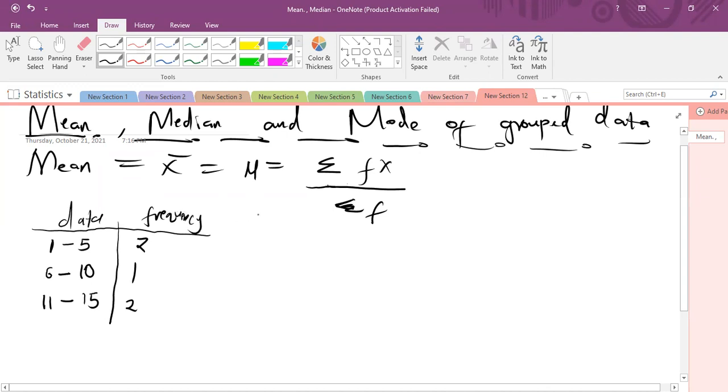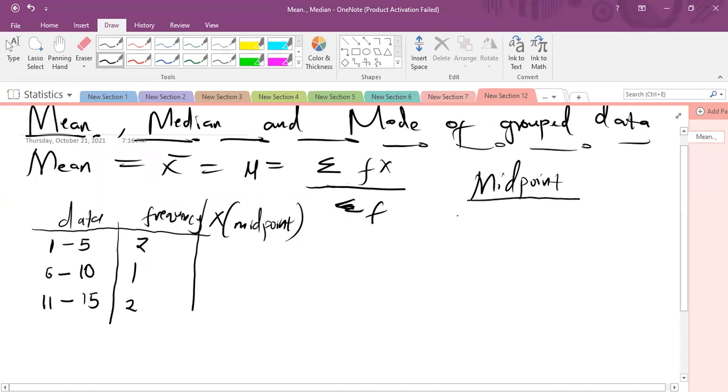So in order for you to get the mean, you obviously require the value of your x. Now this data is grouped, so in order for you to get x, you need the midpoint. Now, how do you get the midpoint of a particular data? I'll write it here. The midpoint of the data is given by lower limit plus upper limit divided by 2.